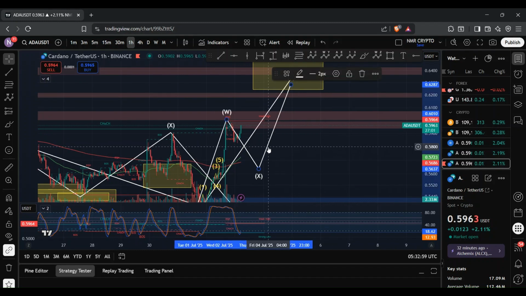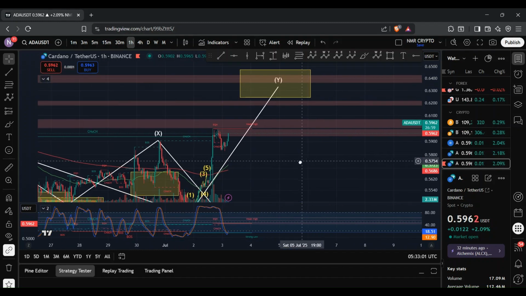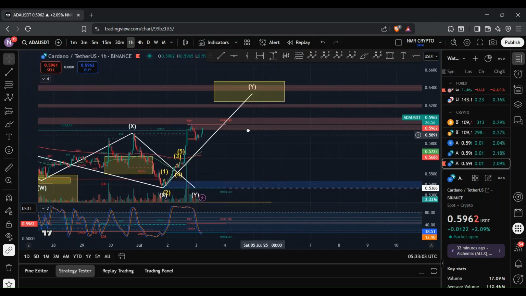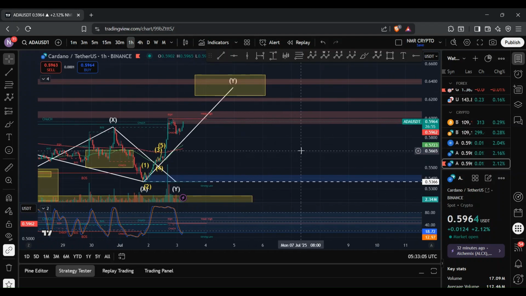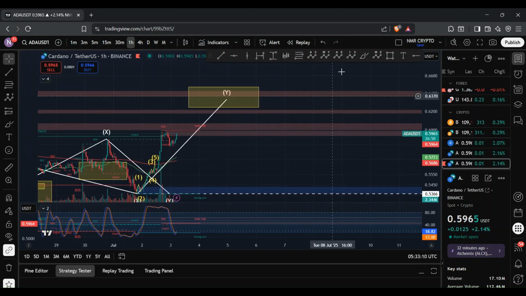And yeah, the next move that I'm looking at right now is for ADA to tap into this region. And should that be the case, then I will be looking out for that retracement to the downside, where we can anticipate a 50 to 88.2% retracement, followed by another push to the upside. And whether or not that then forms a bigger 5-wave structure or a double XR structure, only time will tell. But of course, I'll keep you guys updated.